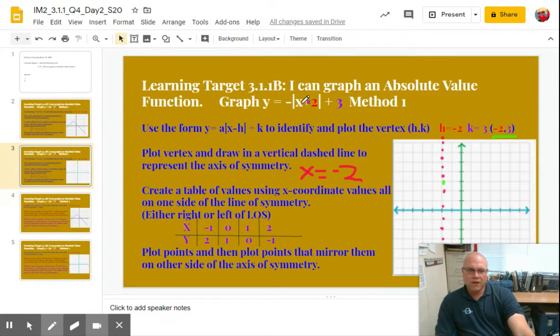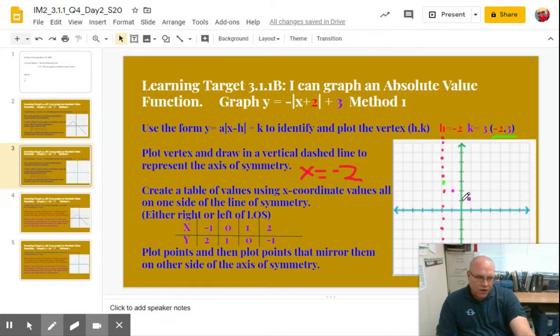So you take negative 1 and substitute for x. Negative 1 plus 2 is 1. The absolute value of 1 is 1. Opposite of 1 is negative 1. Negative 1 plus 3 is how we got 2. So when I have negative 1, I get 2. There's a point. When I substitute 0 for x, I get the absolute value of 2, which is 2. Opposite of 2 is negative 2. Negative 2 plus 3 is 1.